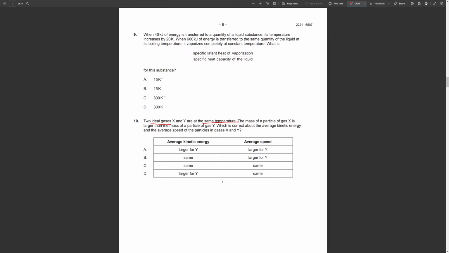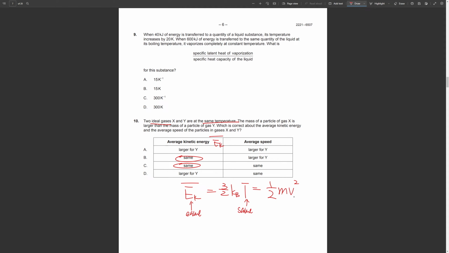Question 10, you are given two ideal gases. They are at the same temperature. Then we are going to compare their average kinetic energy and the average speed. The average kinetic energy of an ideal gas molecule is 3 over 2 kBT, and it's also the general rule of kinetic energy, half mv squared. As they have the same temperature, they must have the same average KE of molecules. So the answer could be B or C.